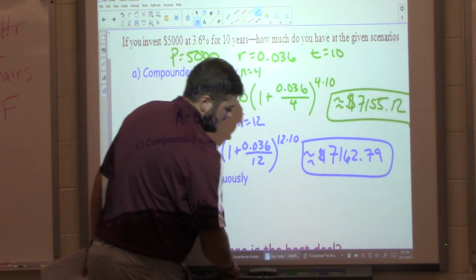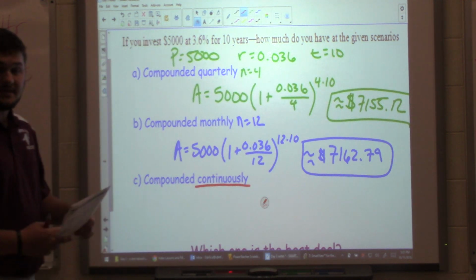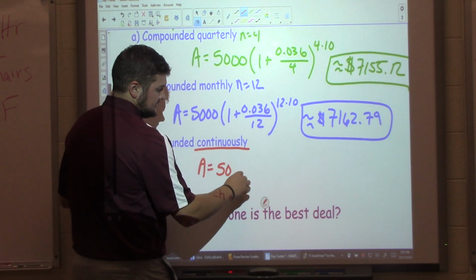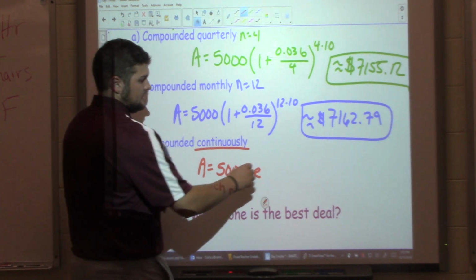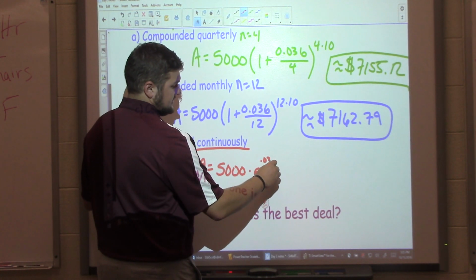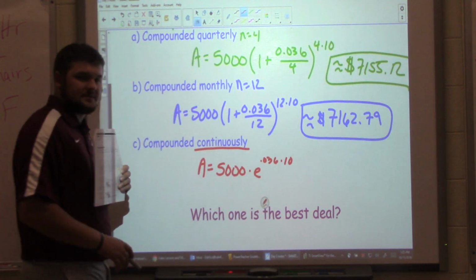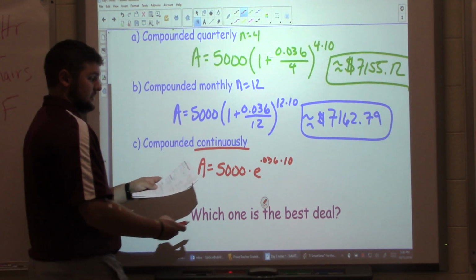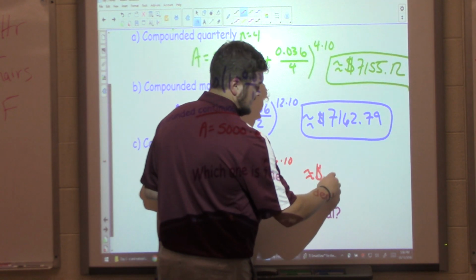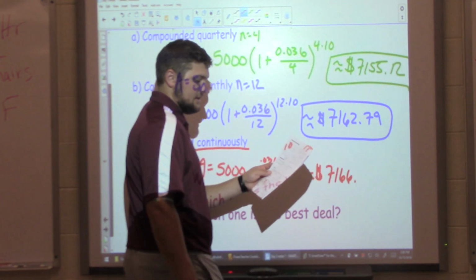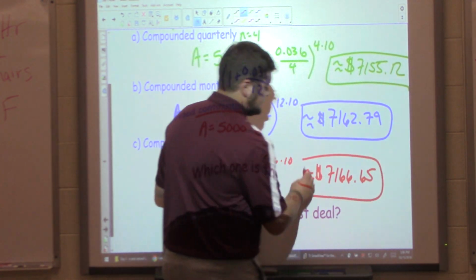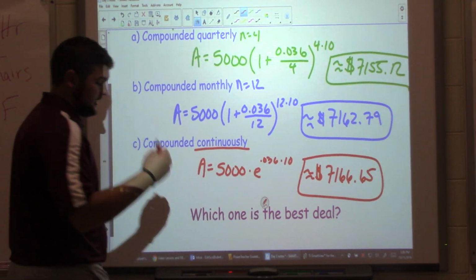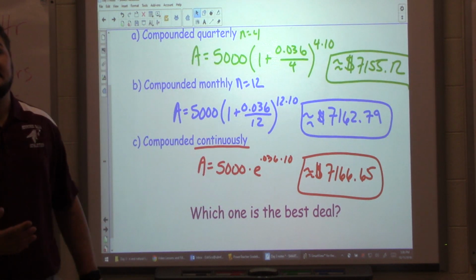Last one for this problem, compounded continuously. This is where it's going to change. We're going to use our new formula, P times e to the rt power. A equals P, which is 5,000, times e to the rate, which is 0.036, times time power, times 10. Once again, plug and chug. Just plug your numbers into your calculator. You should get approximately $7,166.65. And we can see which is the best deal. Obviously, compounded continuously. It keeps compounding, we earn more money on it. Compounded continuously will always be the best deal.